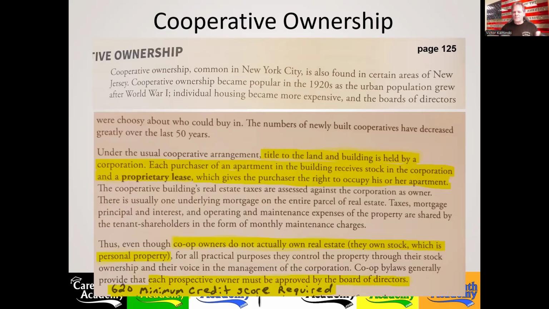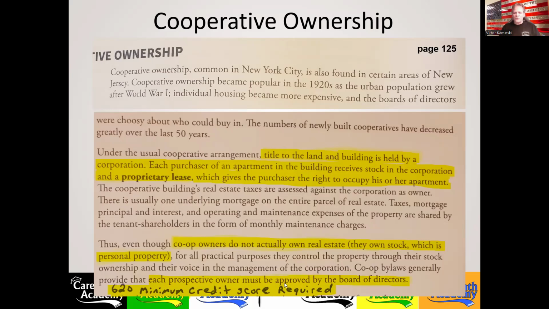Same thing for the maintenance of the property. So the maintenance fee for condos is usually a lot smaller because it doesn't include property taxes and an underlying mortgage payment for the entire complex, etc. So they're larger for those co-ops. But co-ops are a lot cheaper to purchase and get into because you're not actually owning real estate. So it's probably about a quarter of the price of buying it as if it was real estate as a condominium. So even though co-op owners do not actually own real estate, they own stock, which is personal property.